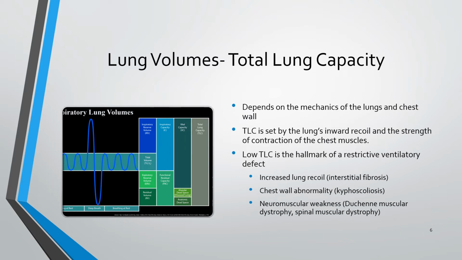So these are different lung volumes. They're all important to understand pulmonary function tests, and a lot of these are part of the tests that we do with the neuromuscular patients.